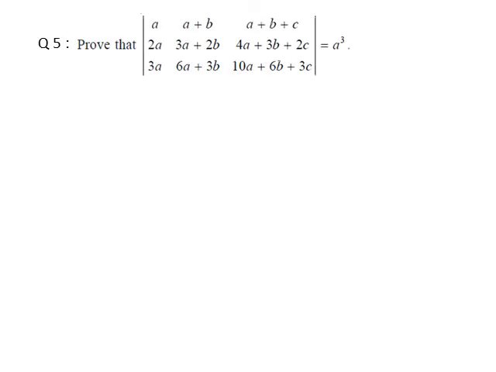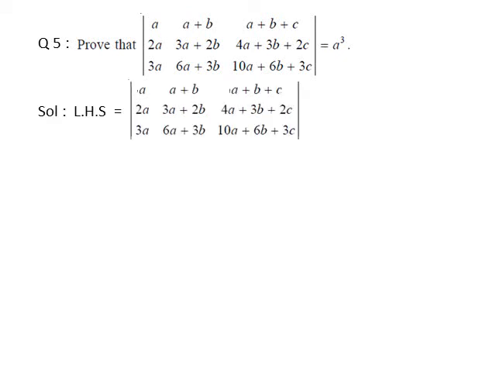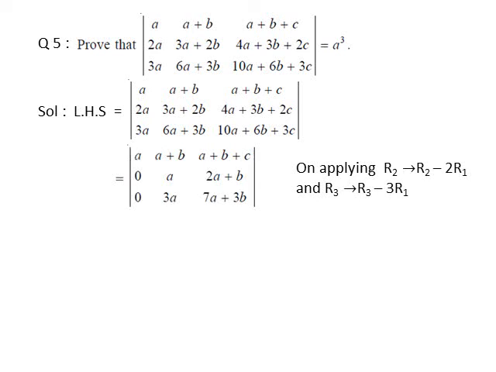Let's take another question. In this question, we have to prove that value of third order determinant equals to a cube. Let's start with left hand side. As elements of first column are a, 2a and 3a, so we can apply row operations, that is R2 is to R2 minus 2R1 and R3 is to R3 minus 3R1. It will create two zeros in first column.